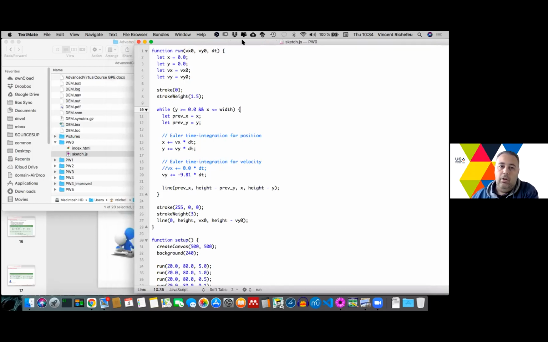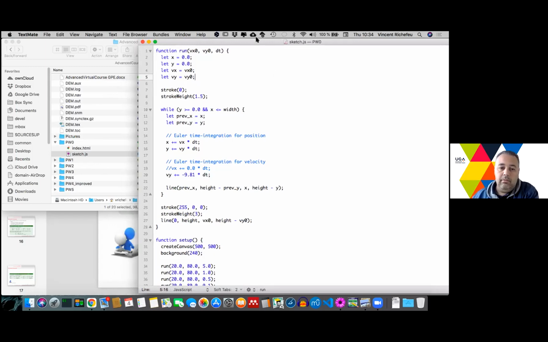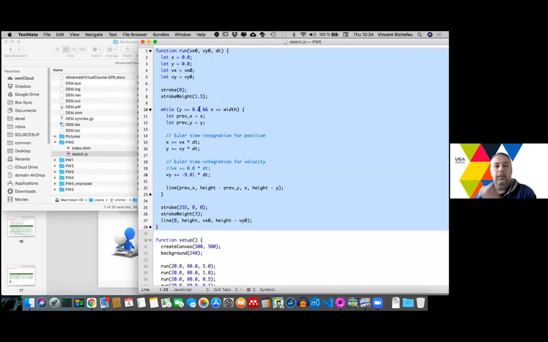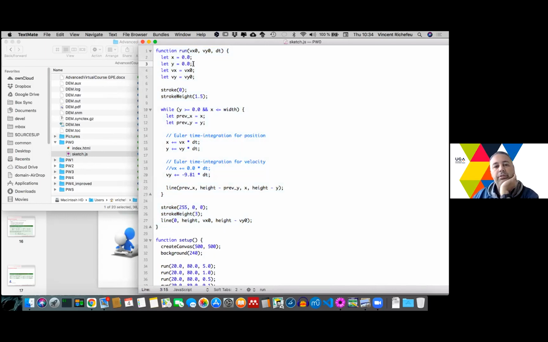I don't want to enter deep details about programming, but I think you can understand anyway. I've got here a function which is named run, to which I give the initial velocity here along x and y of the mass point, and I give also a time step. In this function, I will initiate the position of the particle to be 0, 0, x and y, and I will initiate the velocity to be the one I provide.